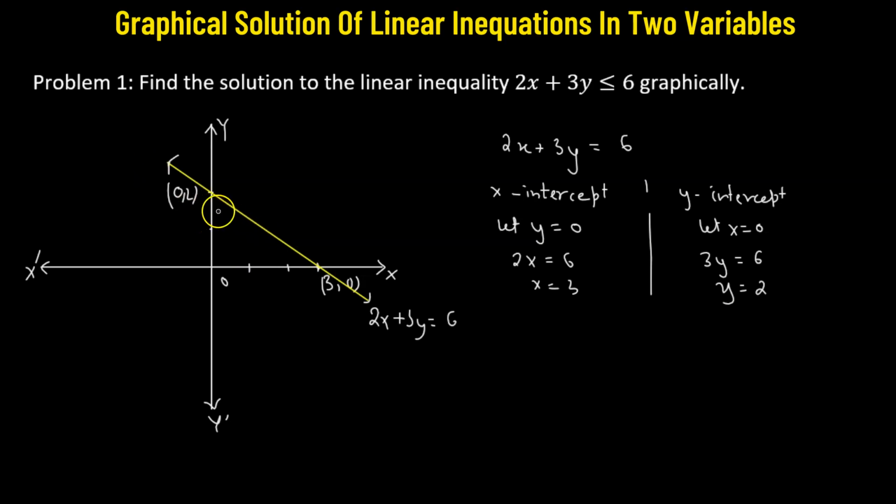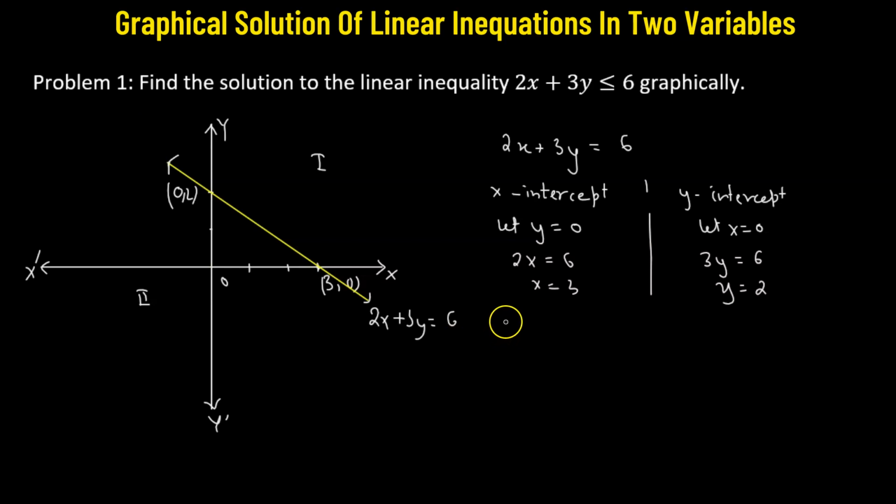So now that we have our straight line, we can clearly see that this straight line is dividing our Cartesian plane into two parts. We have a region which is above it, and we have another region which is below the line. So we have to find out the region. It could be region 1 or it could be region 2. We have to find the solution to this particular linear inequality. So let's do that.